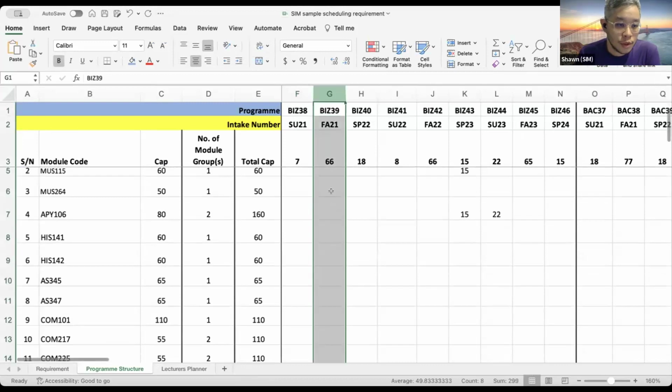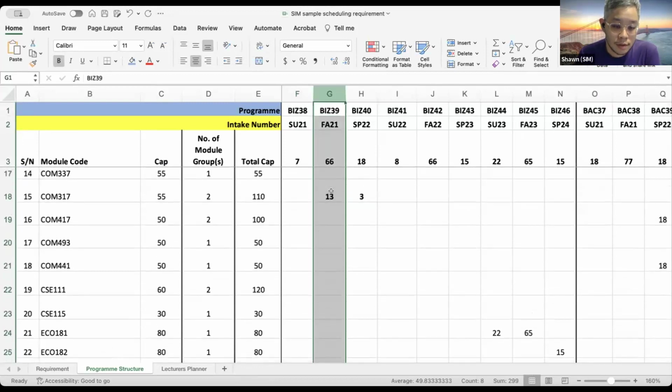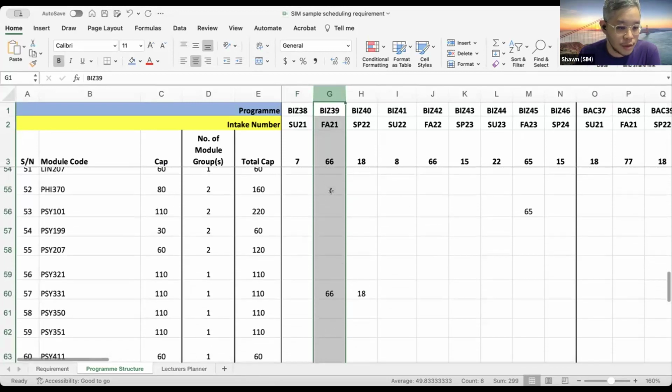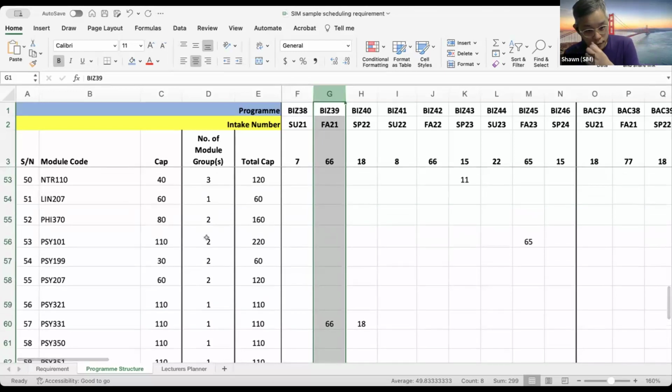Yeah, and then you notice 13 students of 421 taking. Yeah. So if you notice on column D, you see that some of the subjects will have one group, some of the subjects have two groups. Yeah. Okay. So when we talk about student balancing, we're looking at those that have two or more.